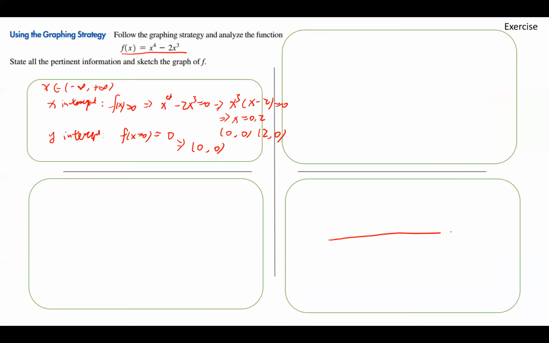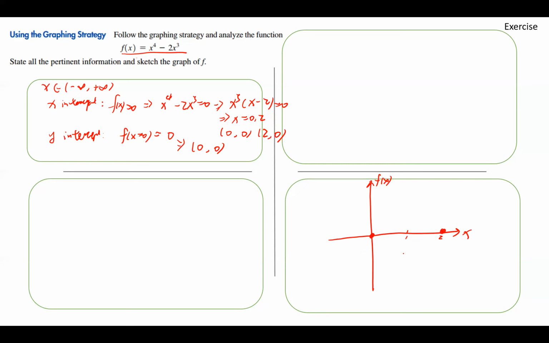Let me graph it here so that we build the graph step by step. This is my x, this is my f of x. I have two intercepts: the first one, and the second one. This is 1, this is 2. So 2 is also an intercept point. We have 2 points here.